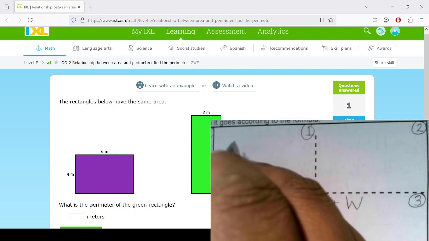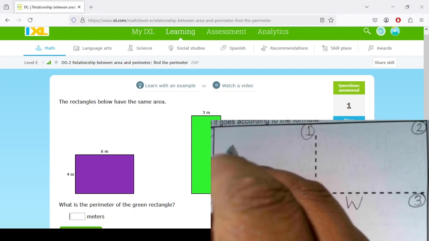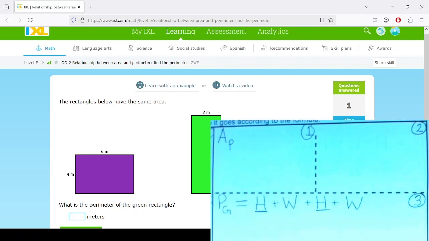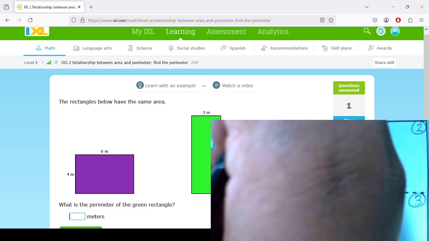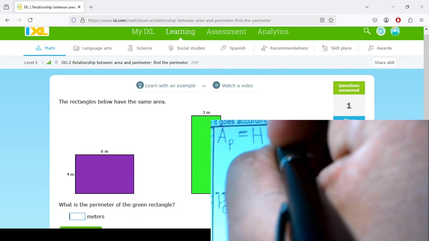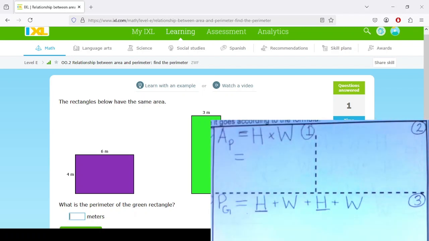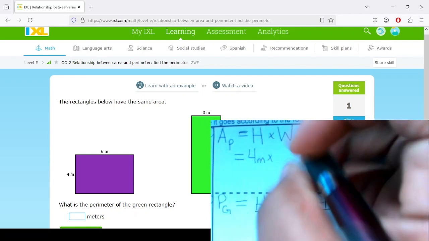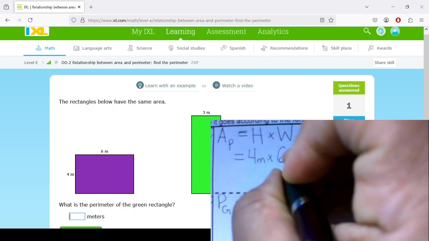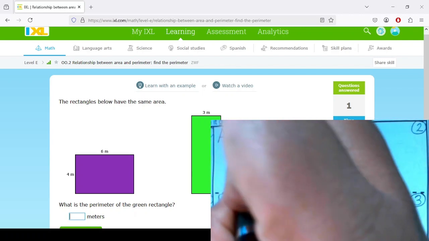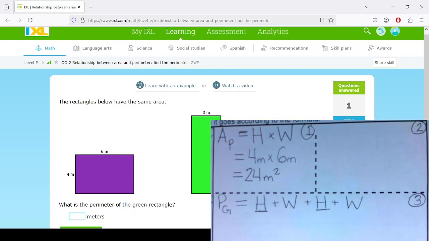So I'm going to use the given information. The rectangles below have the same area. So I'm going to start with that purple rectangle, area of the purple, and I'm going to put a P for purple, is calculated by multiplying the height dimension by the width dimension. That purple rectangle is 4 meters high, and that purple rectangle is 6 meters wide. 4 times 6 I know is 24, so that's 24 square meters.